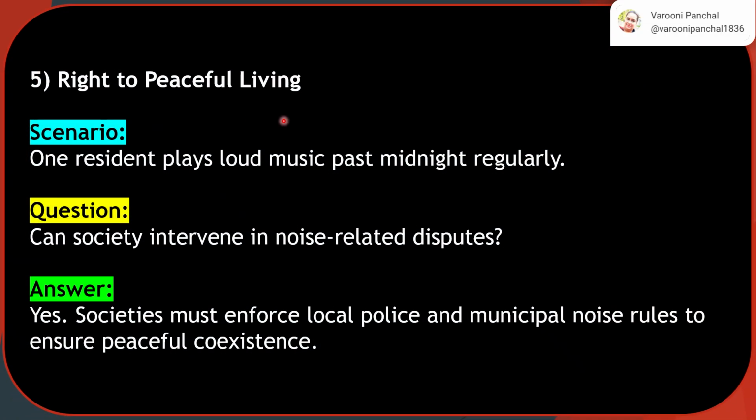Number 5. Right to peaceful living. Scenario. One resident plays loud music past midnight regularly. Question. Can society intervene in noise-related disputes? Answer. Yes. Societies must enforce local police and municipal noise rules to ensure peaceful coexistence.